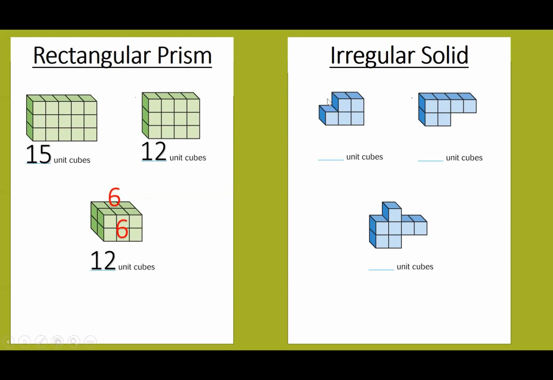Now for the irregular solids, we can't do that. We can't multiply length times width because the rows are not equal. So here we have to count 1, 2, 3, 4, 5. Here we have to count. I have length times width here. If I cut this off, I would have a prism, wouldn't I? And I could do 2 times 2 is 4, and then add that extra little piece of 1 times 2. Or 1, 2, 3, 4, 5, 6.